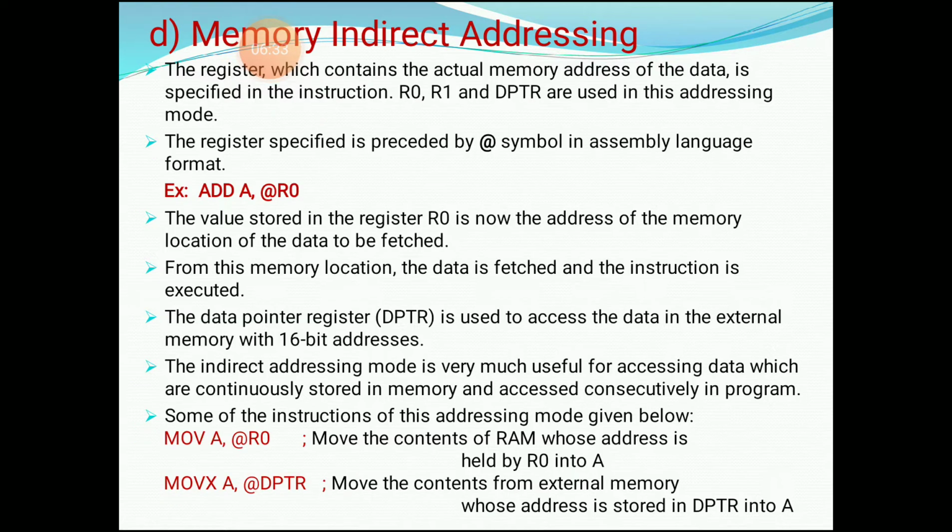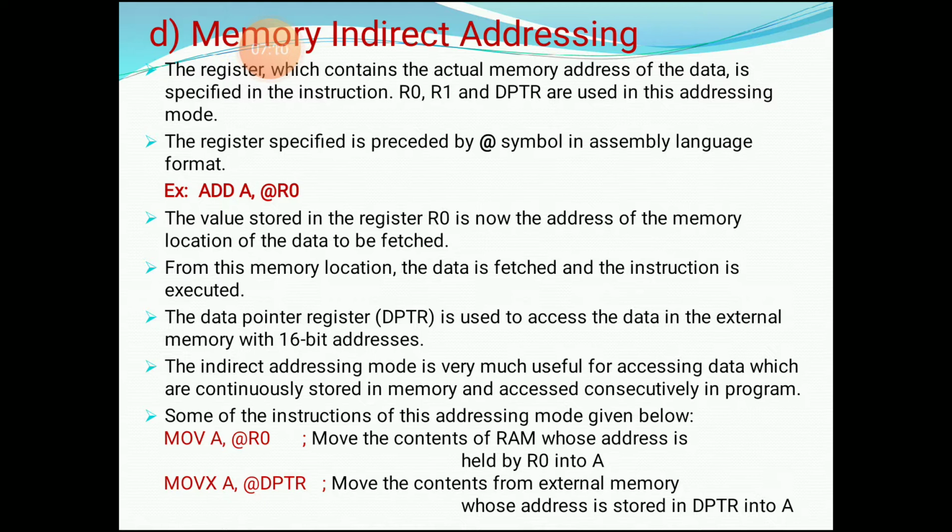In memory indirect addressing mode, the register contains the actual memory address of the data and is specified in the instruction. In this addressing mode, two registers are used, R0 and R1 for an 8-bit address, and DPTR is used to store the 16-bit address. These three registers R0, R1, DPTR are used in this addressing mode. The register specified is preceded by a symbol @ in assembly language format.